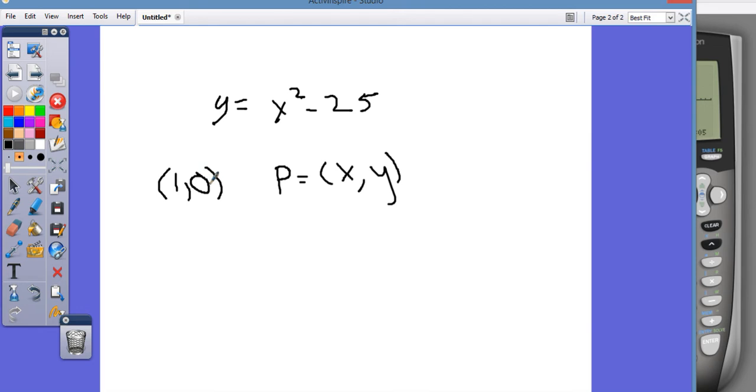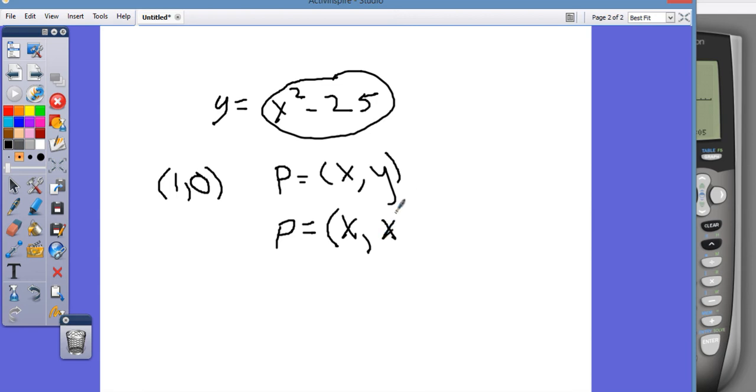First thing we have to do is express the distance as a function of x. For everything to be a function of x, we're going to say that the input is x. If the input is x, what's the output? The output's y. Well, y is the function. So when it says express as a function of x, we need everything in terms of x.